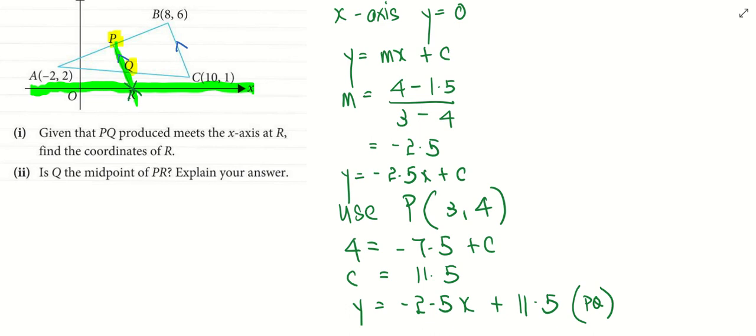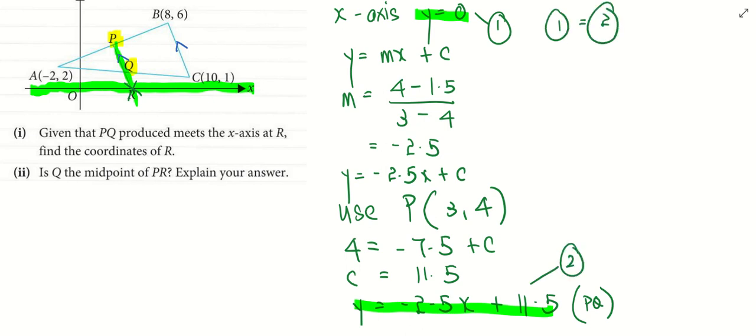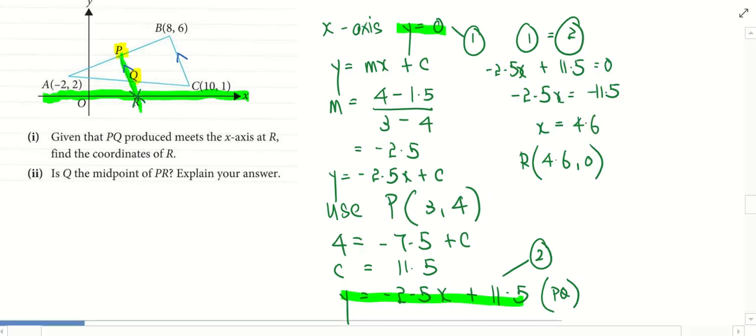And remember, our equation for line PQ and the x-axis intersect at the point R. So this means that I can solve the simultaneous equations for these two lines. Very quickly, I label this as 1, I label this as 2, equation 1 equal to equation 2, and solve accordingly. So there you go. This is my first method, tapping on the fact that with the intersection of two lines, I'm able to find the coordinates of an unknown point.